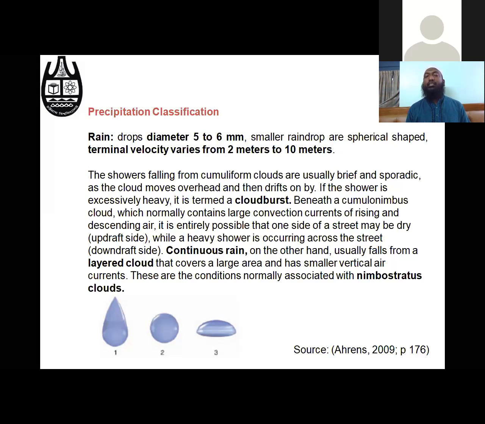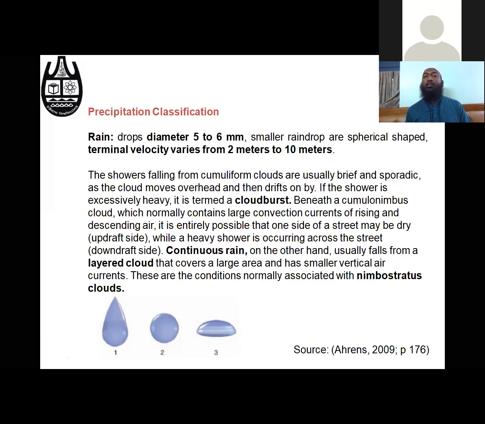And when the rainfall can be found very normally, the showers from cumuliform clouds are usually very brief and sporadic in nature, but the cloud moves over it and then drifts by. And if the shower is excessively heavy, then we say this is a cloud burst. Okay, we say the cloud has been bursted out. That means a huge amount of shower is produced from that type of cloud. So it's a cloud burst.